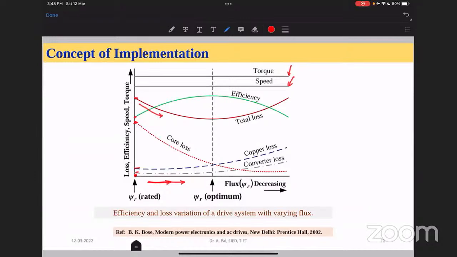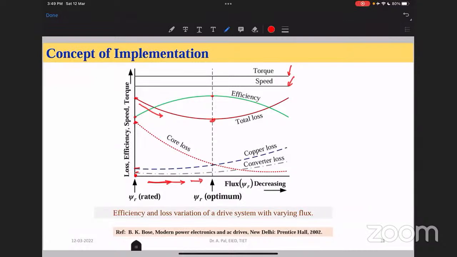So if we reduce the flux value further, then at some point we can achieve a value where the core loss equals the copper loss plus converter loss, so that the overall loss is minimum at that point, and efficiency at that point is very high. Efficiency is maximum, losses are minimum. If the loss is minimum, then efficiency is obviously maximum.